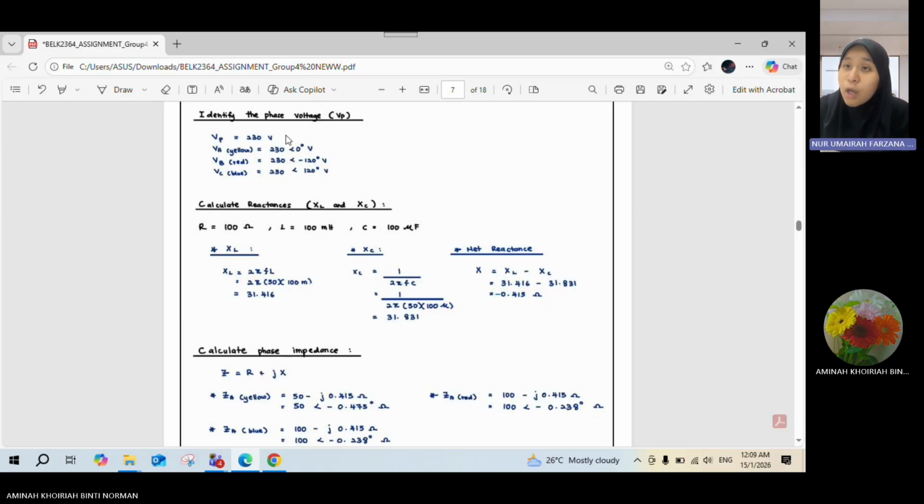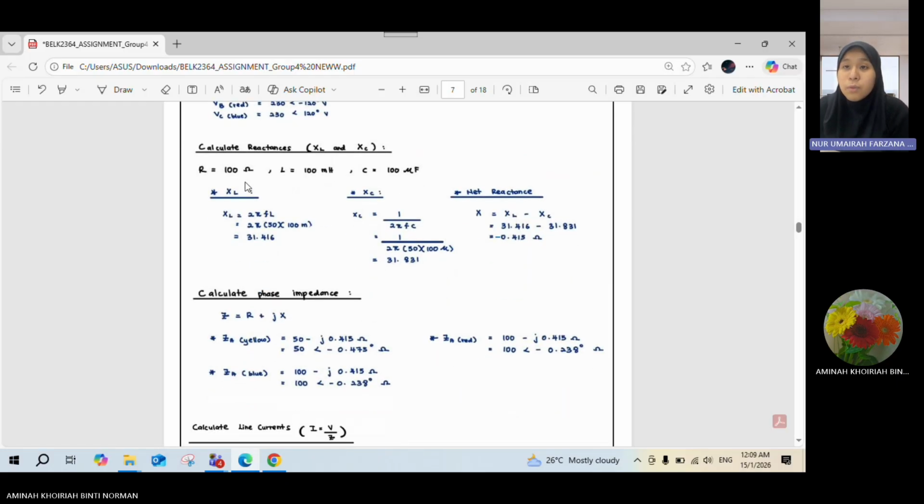As we know, VP is 230 volt, VA is the yellow one, VB is the red one, and VC is the blue one. So VA is 230 at angle 0, VB is 230 at angle negative 120, and VC is 230 at angle 120. Next we need to calculate the reactance, which is XL and XC. As we know, we have resistor equals 100 ohm, inductance equals 100 millihenry, and capacitor equals 100 microfarad. By using the formula, we got XL and XC directly.